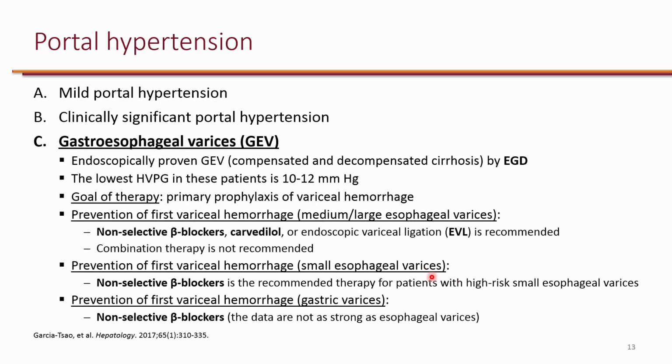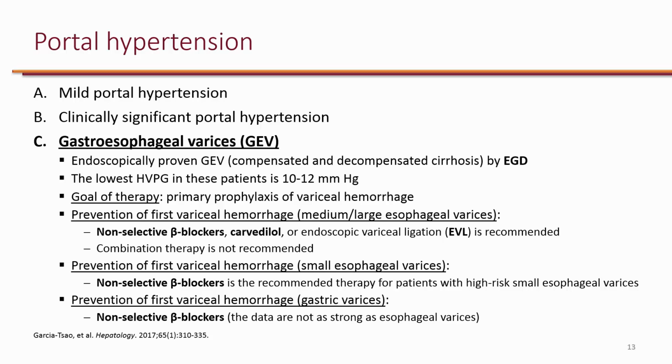And finally, patients progress into gastroesophageal varices. For this patient, endoscopically proven GEV, or gastroesophageal varices, are proven through EGD. I will talk about EGD in a little bit, but it stands for esophagogastroduodenoscopy. So basically, you can just call this endoscopy. And I'll show you how EGD is done in the next learning objective. Now, the lowest HVPG in this patient is typically 10 to 12 millimeters of mercury.